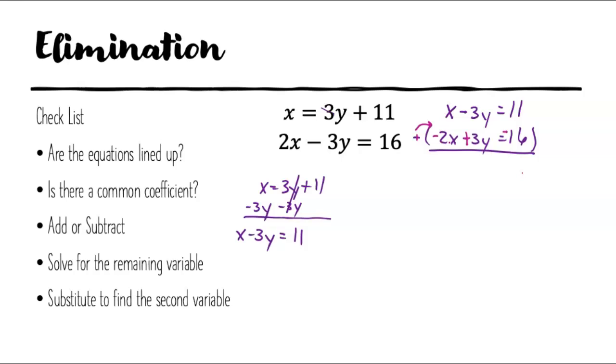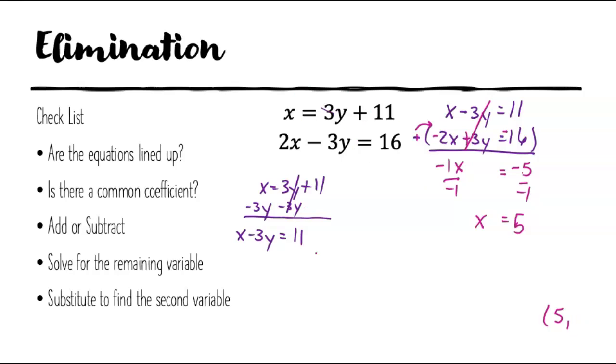So x and negative 2x combine to negative 1x, or negative x. Negative 3y and positive 3y cancel. That makes it 0. And 11 and negative 16 combine to negative 5. Now we're just solving for x. We have eliminated y. We're going to divide both sides by negative 1. x is going to equal positive 5. So I think that my solution is going to be 5 something, right? I've got to find that y. I don't know it yet.